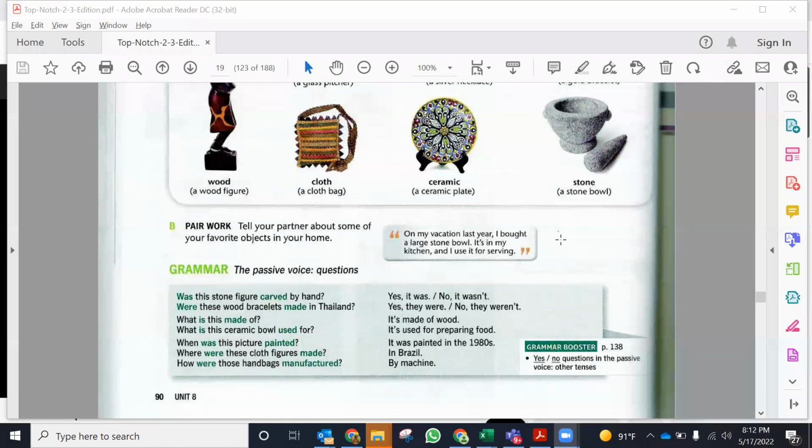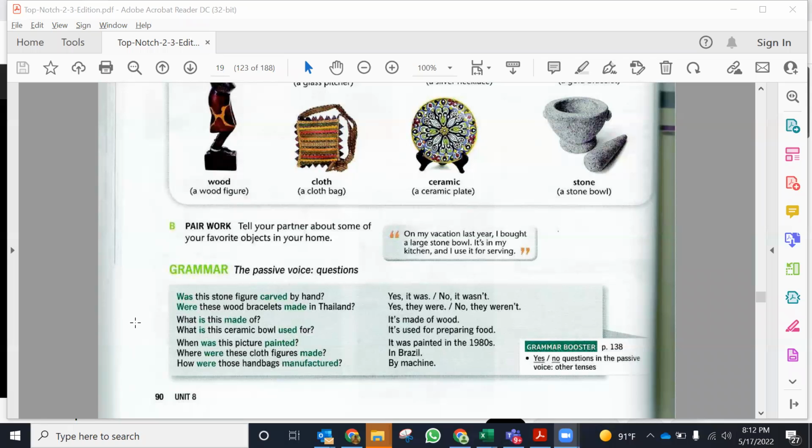So we say, was this stone figure carved by hand? What is the meaning of the word carved? It's like when made by, okay? Or it's como esculpida, okay? Was this stone figure carved by hand? If I'm asking with was, the answer is with was. So yes, it was, or no, it wasn't, okay?